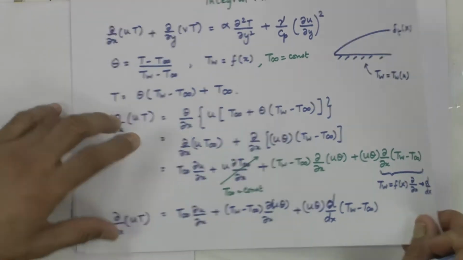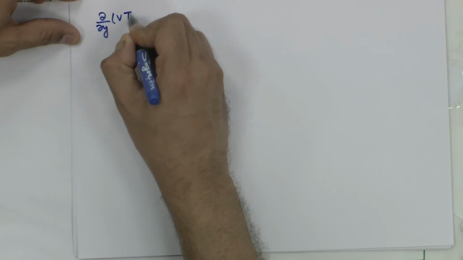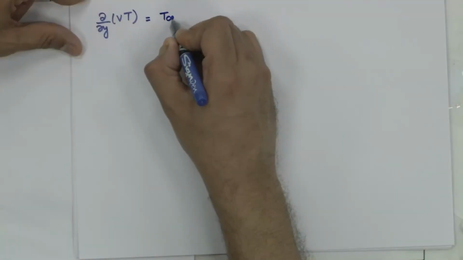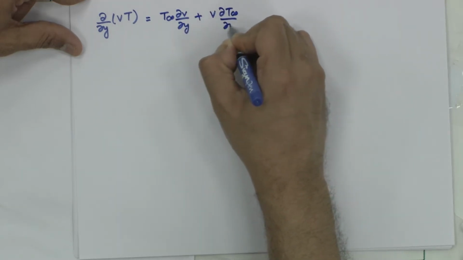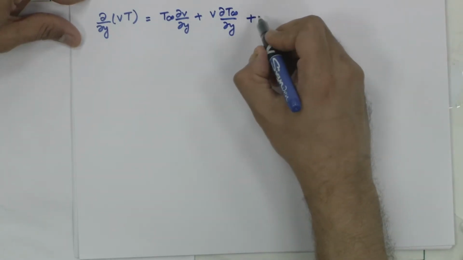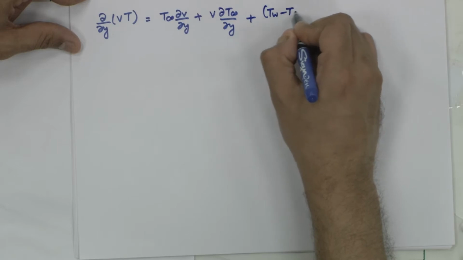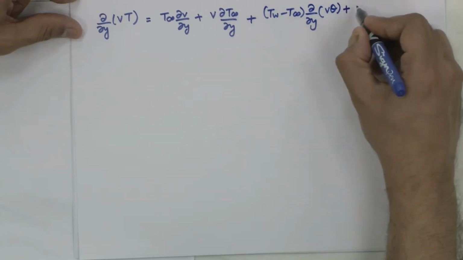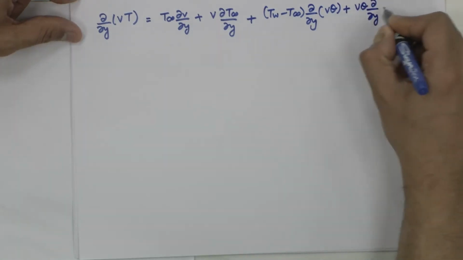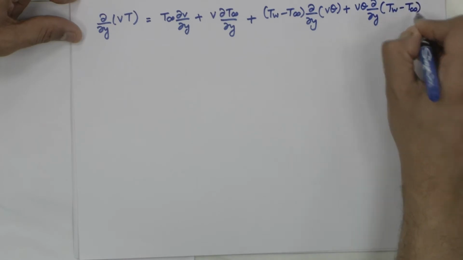Okay. Now, the second term, which is the d by dy of Vt, I do exactly the same thing. Substitute for T, multiply by V. I can write this as T infinity dV by dy plus V dT infinity by dy plus Tw minus T infinity, exactly the same way, d by dy of V theta plus V theta d by dy of Tw minus T infinity.